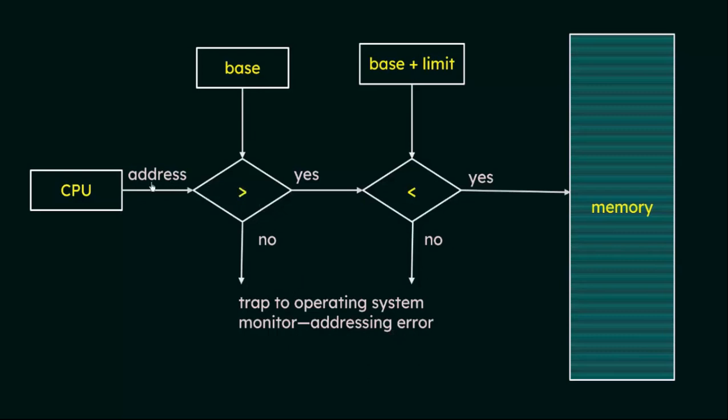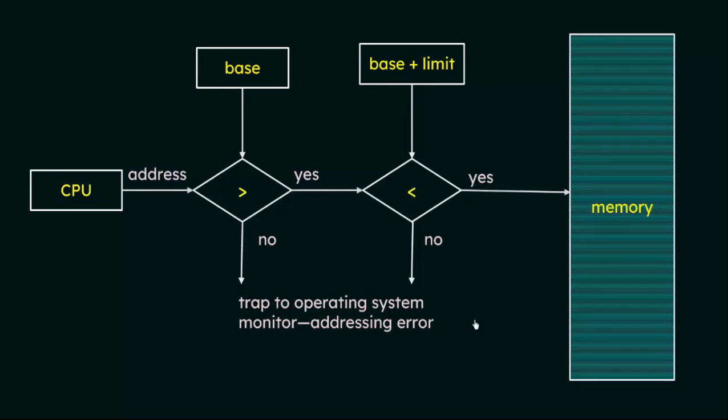Now let's say that the address that the process is trying to access is actually greater than or equal to the base. So it comes to the next flow here and it checks if this address is less than or equal to the base plus limit, because base address plus the limit is going to give us the last memory location that the process is allowed to legally access. So if the address is less than or equal to base plus limit, then yes, we can allow it to access the memory. If it is not, then it is not allowed and it throws the same error.